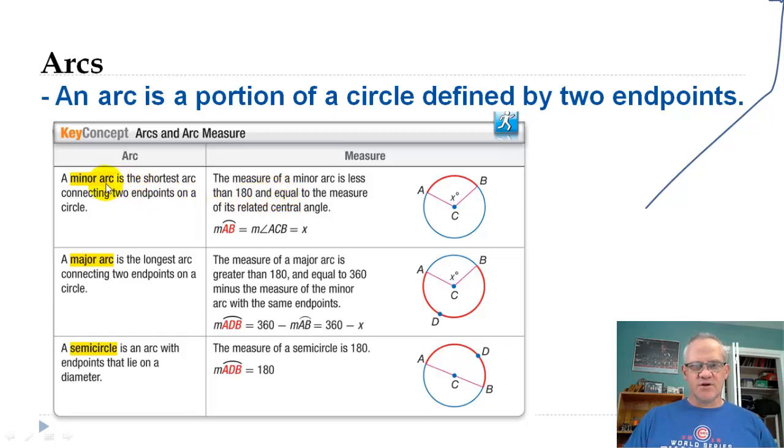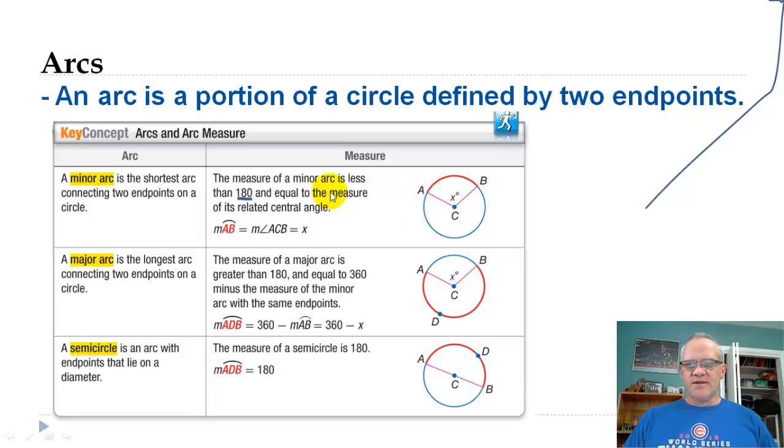well, let's talk about the arcs first. First of all, a minor arc. A minor arc is less than 180. Remember, 180, like we just did in that last example, is straight across. If you have a straight line through the diameter, that's 180 degrees. So this is less than that. That would be a minor arc.